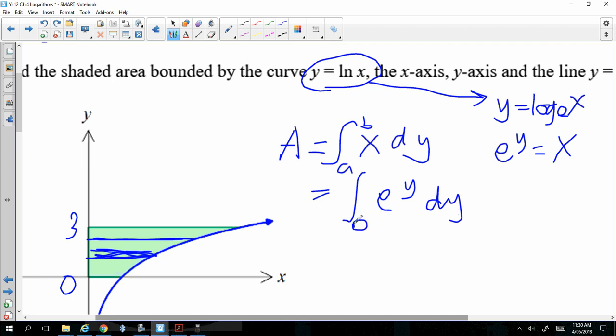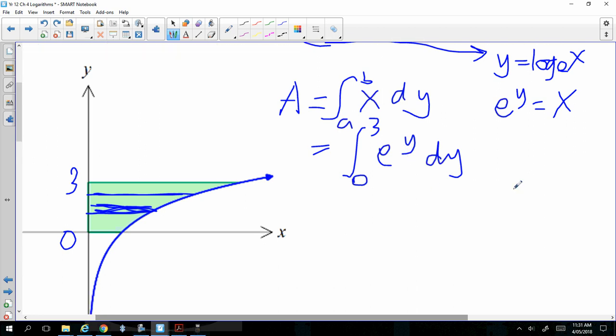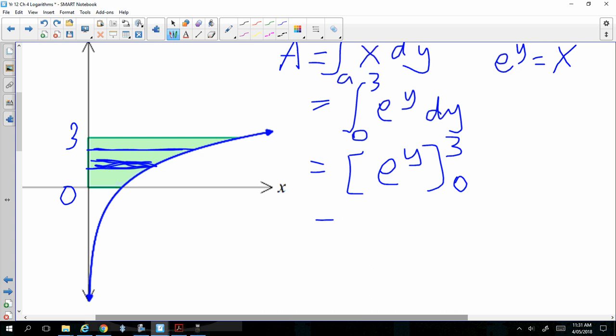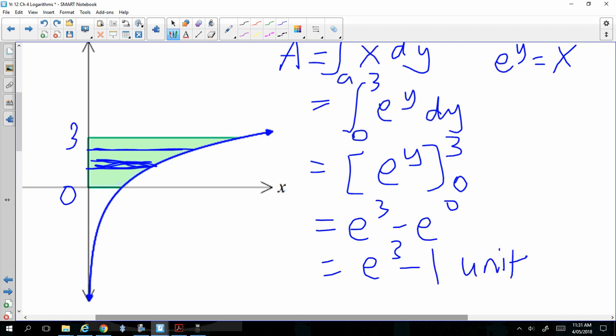And then you can integrate it. So you can integrate exponential. Exponential will just be e to power y. And then you put in the limits, 3 and 0. And then substitute 3, which is e to power 3 minus e to power 0. E to power 0 is 1 square units. All right, done. That's the area bounded by the y-axis and the graph.